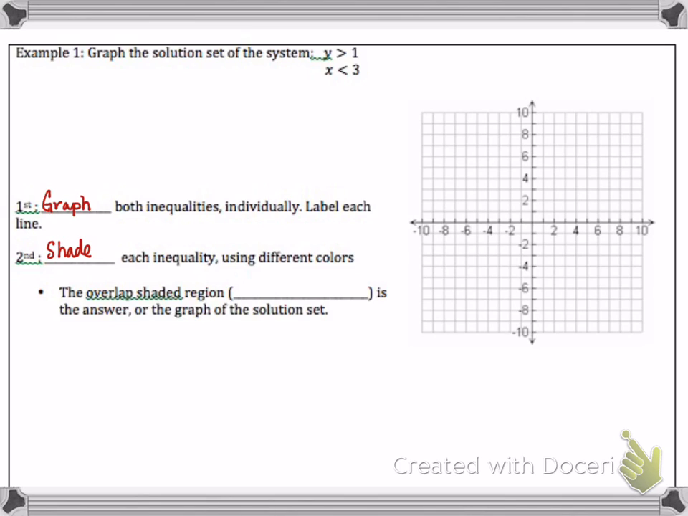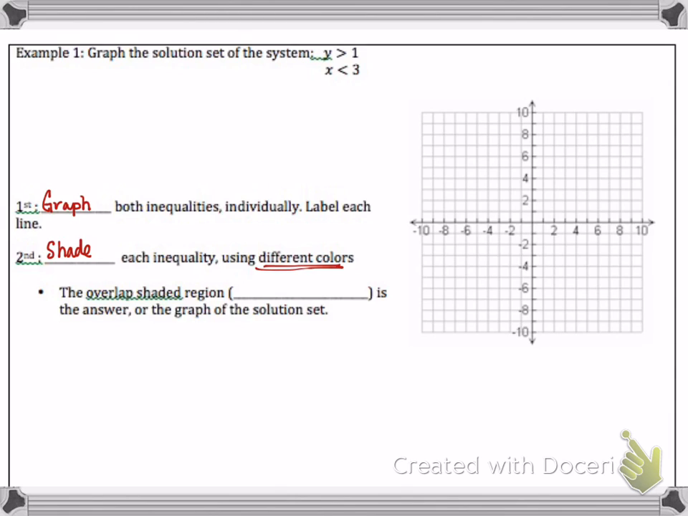It is helpful if you shade using different colors. It's not completely necessary, but it's certainly going to help things out. If you don't happen to have another color, maybe shade with a different pattern, so lines in one direction for one inequality and lines in another direction for another. But it's definitely helpful if you can do it with different colors.